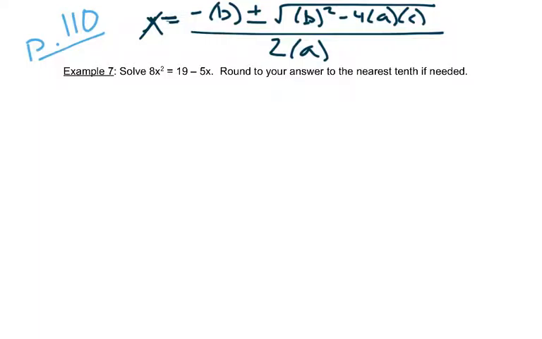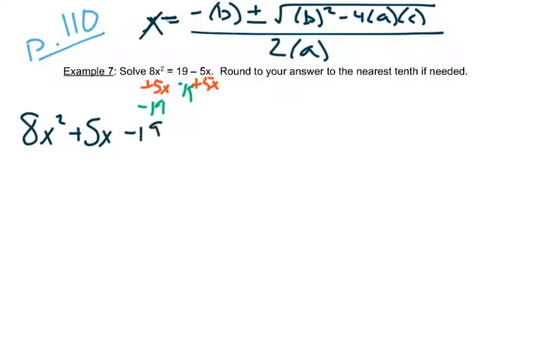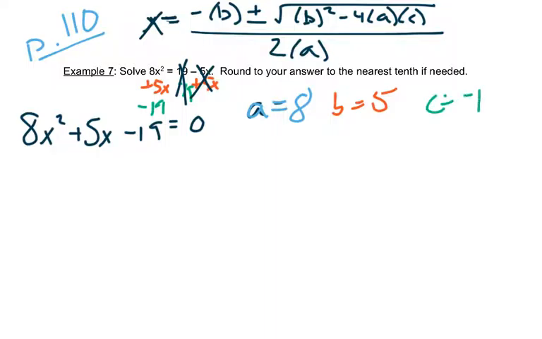So we need to move, it has to equal 0, right? So we need to move this 5x. And then we also need to move this 19. It's plus 19, so we'll need to subtract 19. And that will give us on the left-hand side 8x squared plus 5x minus 19. On the right-hand side, the 19's cancel out and the 5x's cancel out, leaving a 0. So that tells us that A is 8, B is 5, and C is negative 19.